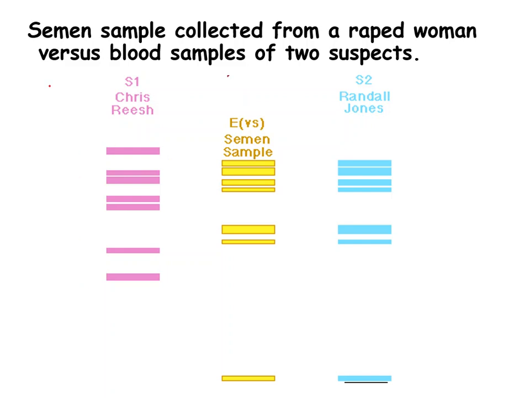And this kind of banding pattern is called a DNA fingerprint. It's not like an actual fingerprint where you put ink on your finger or anything. This is called a DNA fingerprint. It is the output of gel electrophoresis.